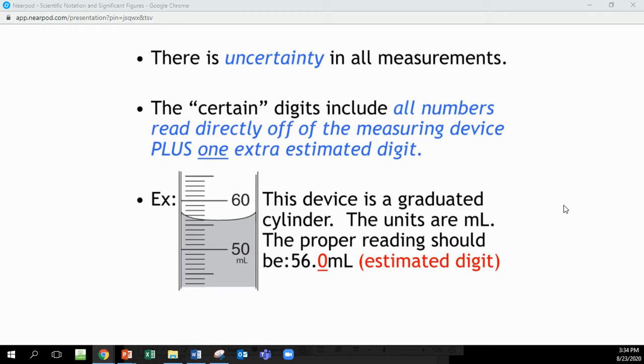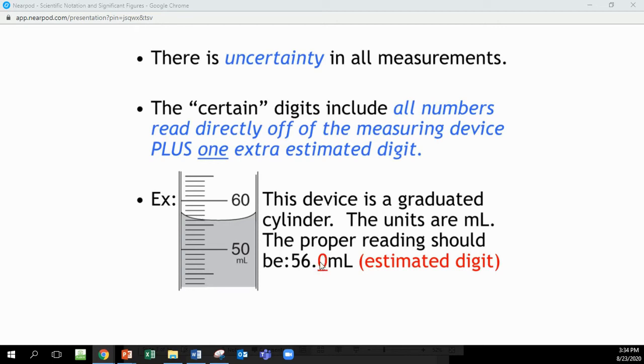So if you were to look at this graduated cylinder and you want to measure how much water is in it, you would go to your graduated cylinder. This is the 50 mark. This is the 60 mark. So we know we have 50, 51, 52, 53, 54, 55, 56. We know for sure we have 56 milliliters. But we probably have maybe a little bit more or a little bit less. So this last digit right here, we're saying this is exactly 56.0 milliliters.